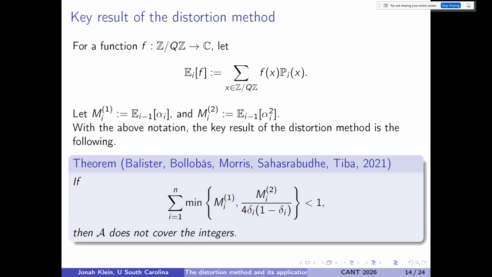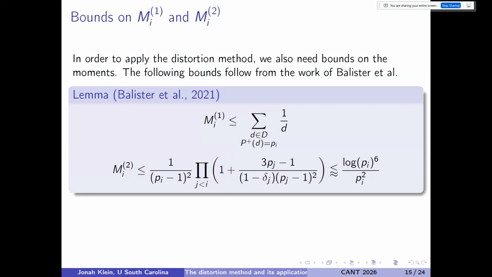Okay, so basically this is giving us some sort of analytic criterion to determine whether a set of arithmetic progressions is a covering system or not. Of course, this is not really usable yet. We also need bounds on the M_i if we want to be able to apply this. And I'll go ahead and put those down here.